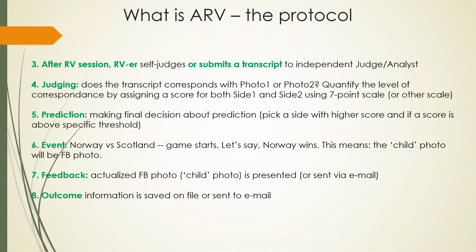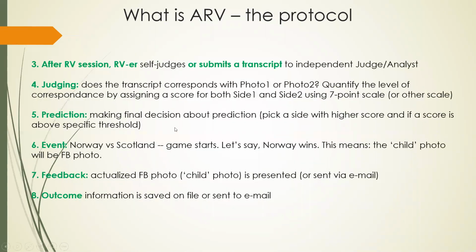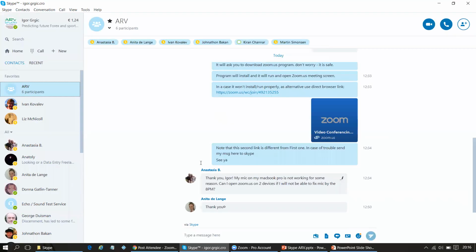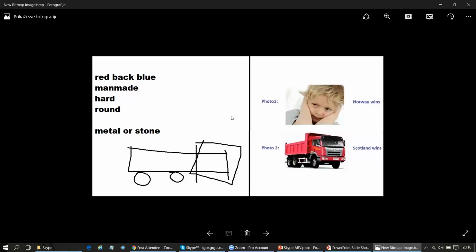Okay, step 4. In the judging phase, we want to find out, does the transcript correspond with photo 1 or photo 2? So we have photo 1 and photo 2, and the viewer has produced some transcript. Let's imagine that on this picture, on the left side, this is the transcript you produced in a remote viewing session.